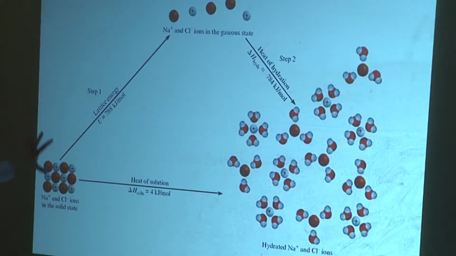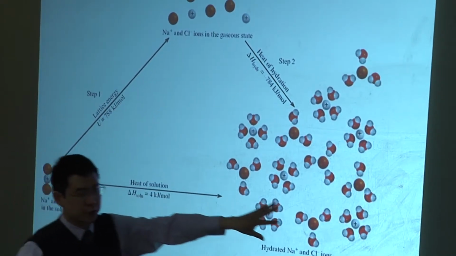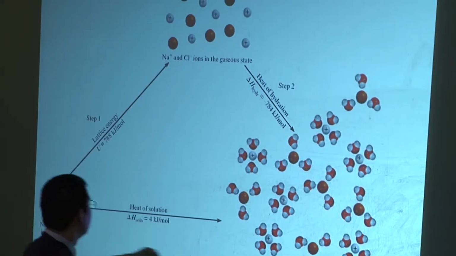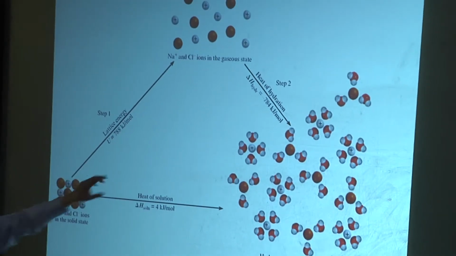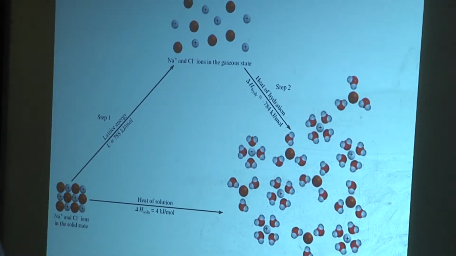When you go from here to here to here, there's a delta H associated with each step. So to go from this stage to this stage, you might imagine that requires a whole bunch of energy, right? Because the positive and negatives like to be next to each other. And so in order to get them apart, you need to add a whole bunch of energy. And so the heat here is quite high. It's 788 kilojoules per mole.